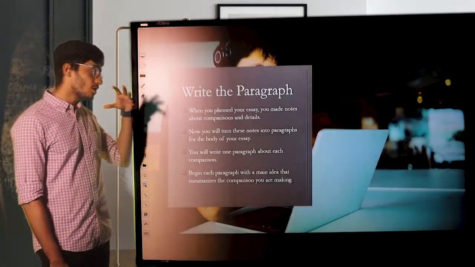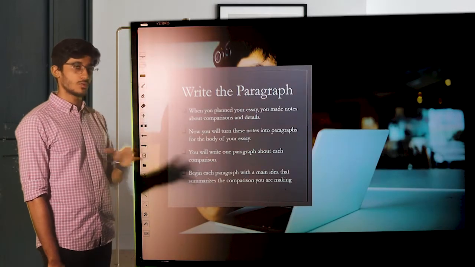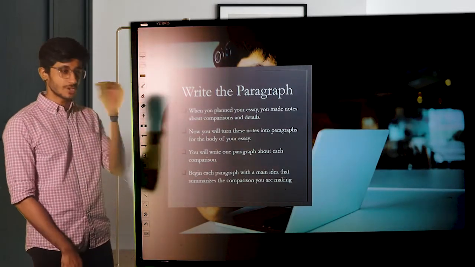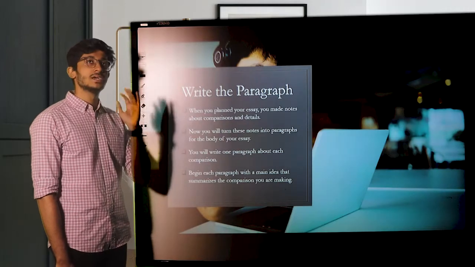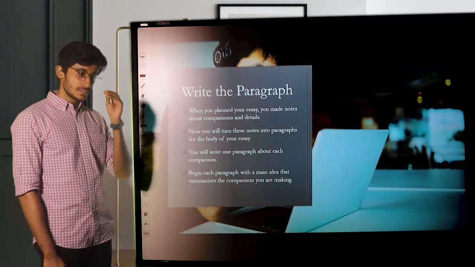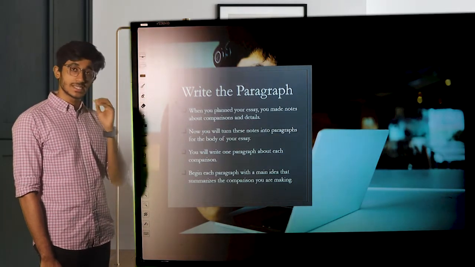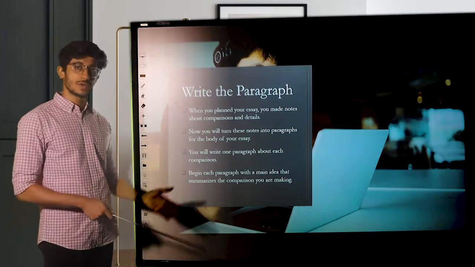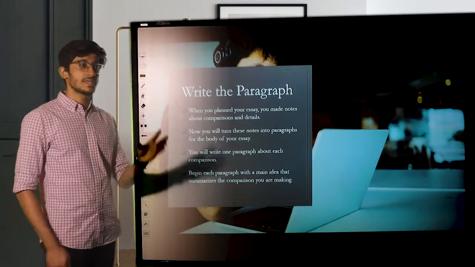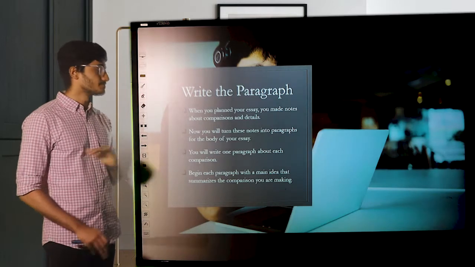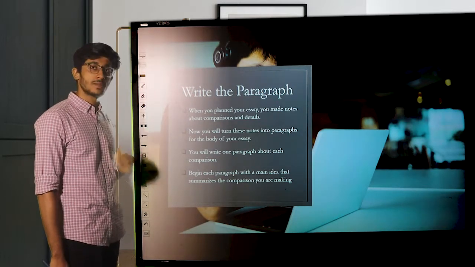So now we go on to writing the paragraph. We are done with the introduction. That's it, topic sentence, and the second sentence tells the examiner what the graph is about, what you're writing about, and what comparisons you're making. That's it. Now we go to the paragraph.